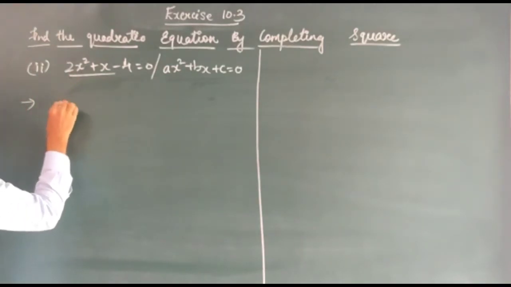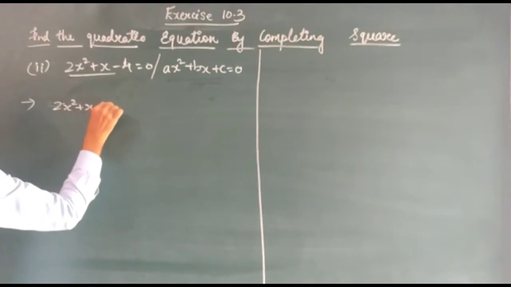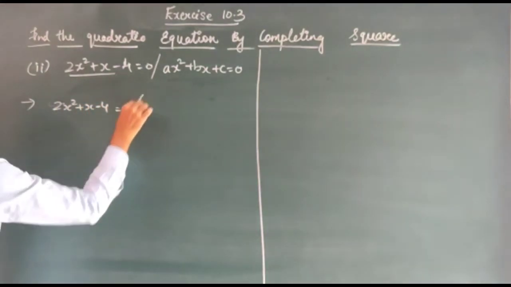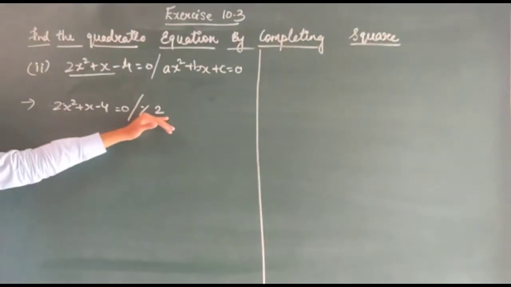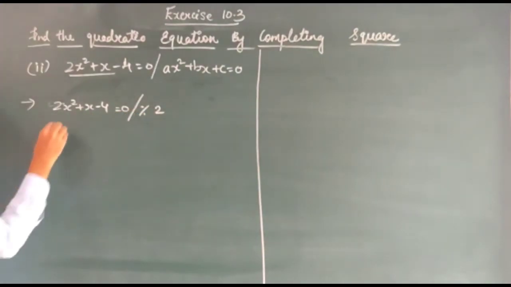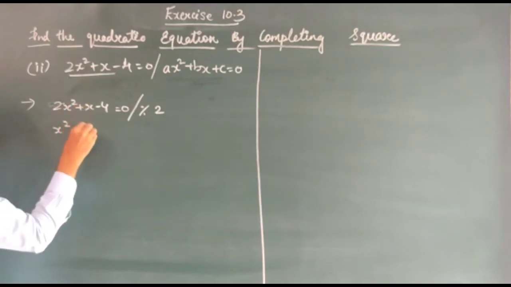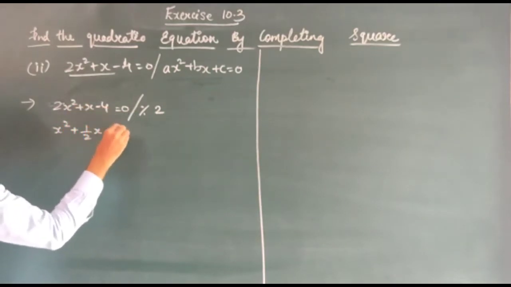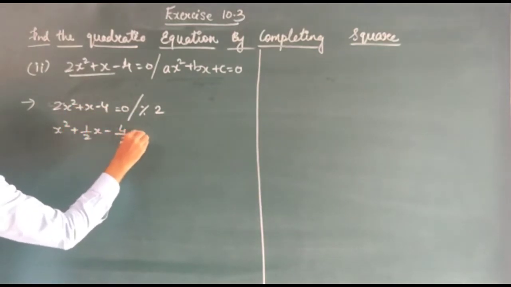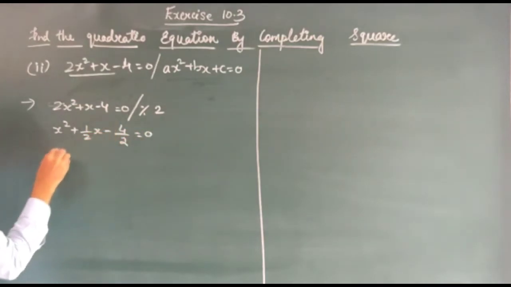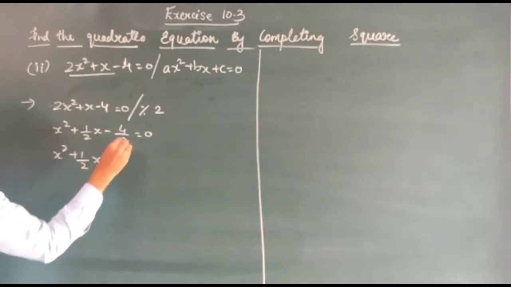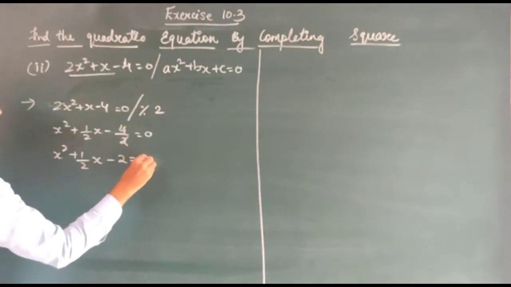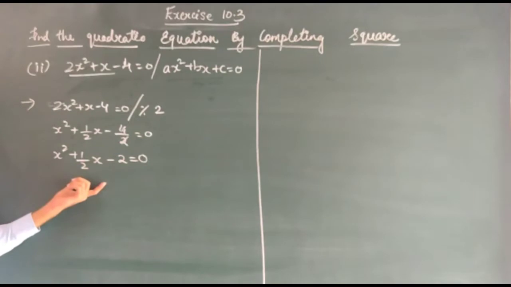So I will do it here. That is 2x² + x − 4 = 0. I will divide this entire equation by 2. So if I divide this by 2, what will I get? I will get x² + (1/2)x − 4/2 = 0. So if I further solve this, it is x² + (1/2)x, 2 ones are 2, 2 twos are... equal to 0. This is my second step. Now what is my third step?